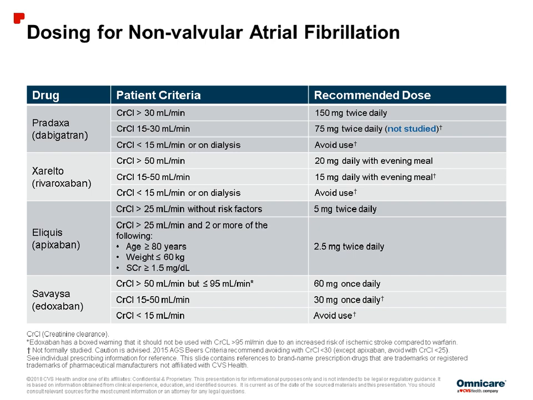For apixaban, the determination of the appropriate dose is not really determined by creatinine clearance, but rather whether or not a patient meets two or more of the following criteria: age greater than or equal to 80, weight less than or equal to 60 kilograms, and/or serum creatinine greater than or equal to 1.5 milligrams per deciliter. If two or all of these three criteria are true, the patient's dose should be reduced from the usual 5 milligrams twice daily to the adjusted dose of 2.5 milligrams twice daily.